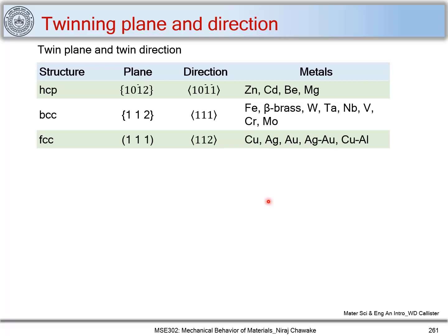So let's consider twinning plane and twinning direction. We have this twinning plane for the HCP structure, the 10 bar 1 2 plane and 10 bar 1 direction. For BCC, we have seen the 112 plane as the twin plane and 111 as the twin direction. In the case of FCC, we have the 111 twin plane and 112 twin direction. And these are certain examples of these classes of crystal structure which show twinning.